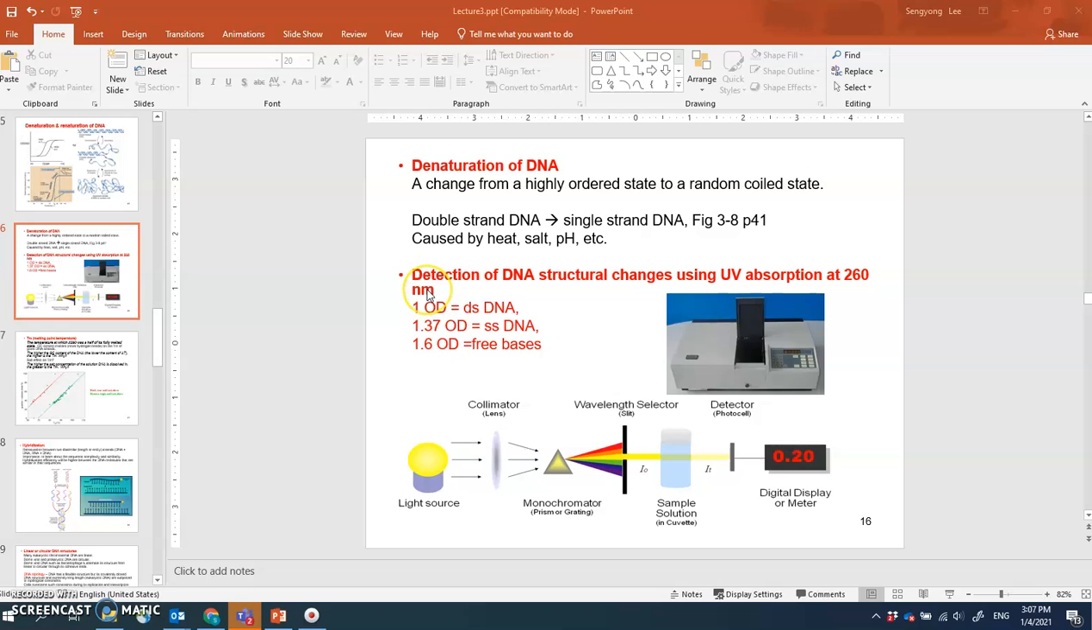So more light is absorbed if the DNA structure is changed. Maybe bases are exposed, then there will be higher absorption at 1.37. And if even the nucleotides are chopped up, then you will get even higher absorption. That's what you can do with this spectrophotometer.